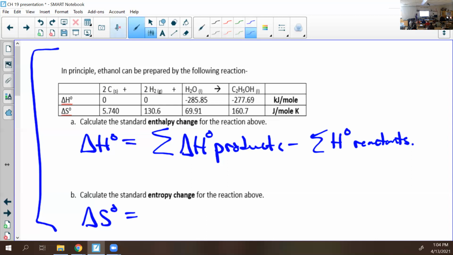Sum of products minus sum of reactants. So my products, and we must include coefficients if there is one. Does that help at all? Oh, yes, it does, because you need an M. Okay, I guess I'll just help you.